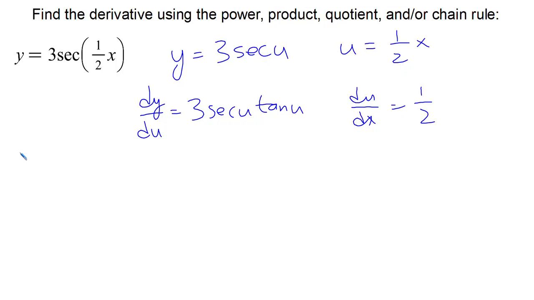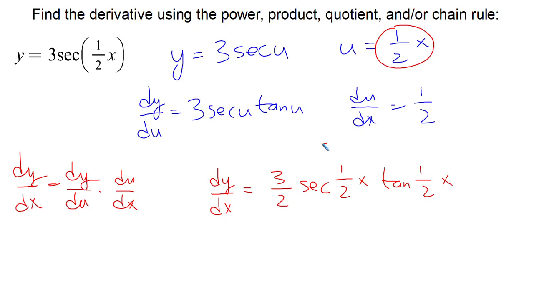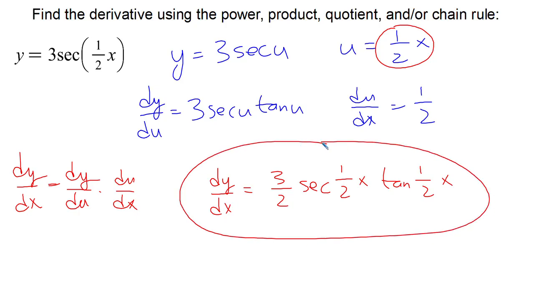And of course, remembering our chain rule that dy dx is equal to dy du times du dx, we'll just put all of this together. The 3 times the 1/2 is going to give us 3 halves. So dy dx is 3 halves. Secant u, well, u is 1/2 x, so secant 1/2 x. And then tangent u, so tangent 1/2 x. And that will be our final result. 3 halves, secant 1/2 x, tangent 1/2 x.